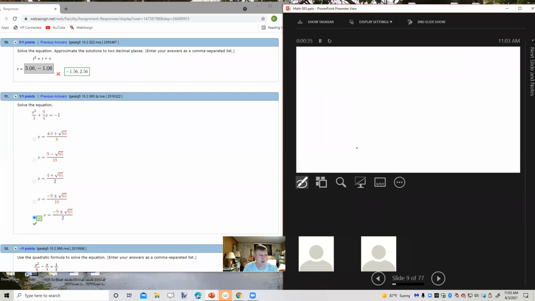So number 10 says solve the equation, approximate the solutions to two decimal places. So the equation is t squared equals t plus 4. So the first thing I'm going to do is get everything on one side of the equation, and I'd like to have my leading coefficient, that is the implied 1 in front of t squared, to be positive. So I'm going to subtract t from both sides, and I'm going to subtract 4 from both sides. So I get t squared minus t minus 4 equals 0.